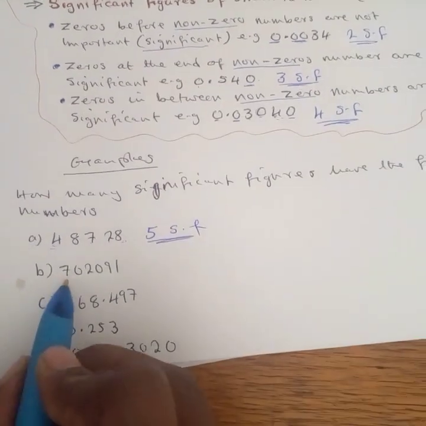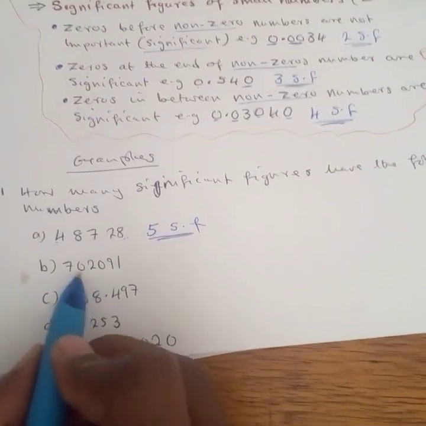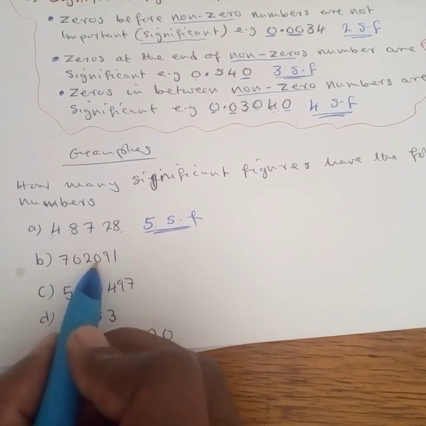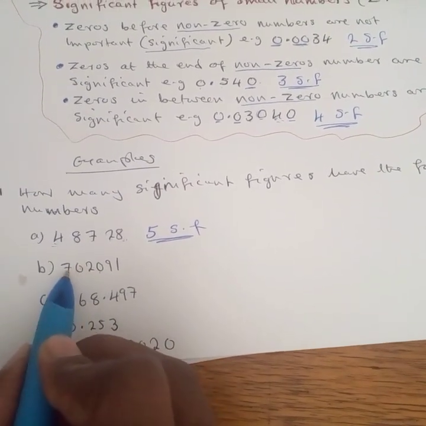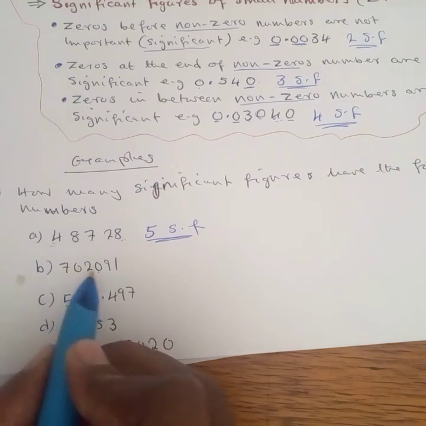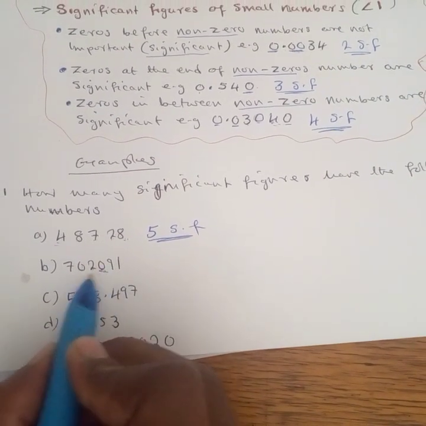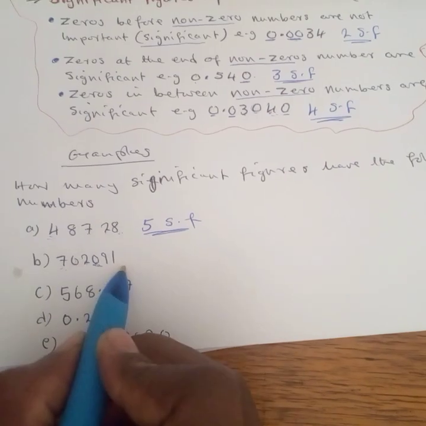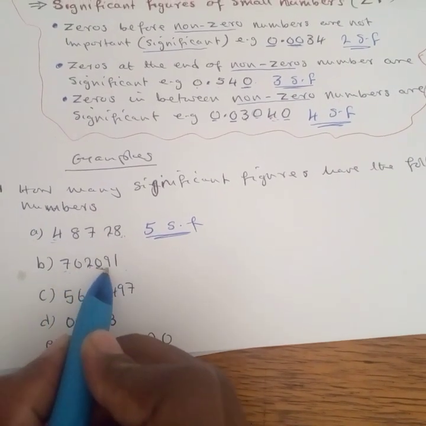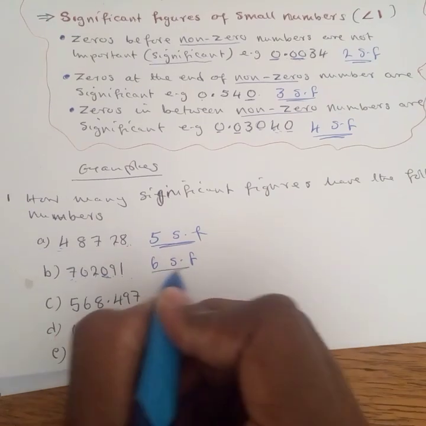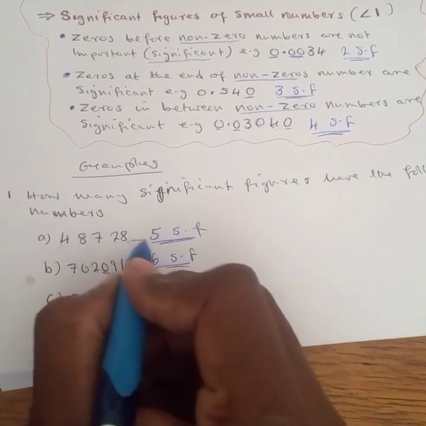Okay. What about this one? Zeros in between whole numbers are significant. We can see this 0 is in between 7 and 2, so it is significant. And this 0 is in between 2 and 9, so it's significant. So we start counting from left going right. So we have 1, 2, 3, 4, 5, 6. So there are 6 significant figures in this question.